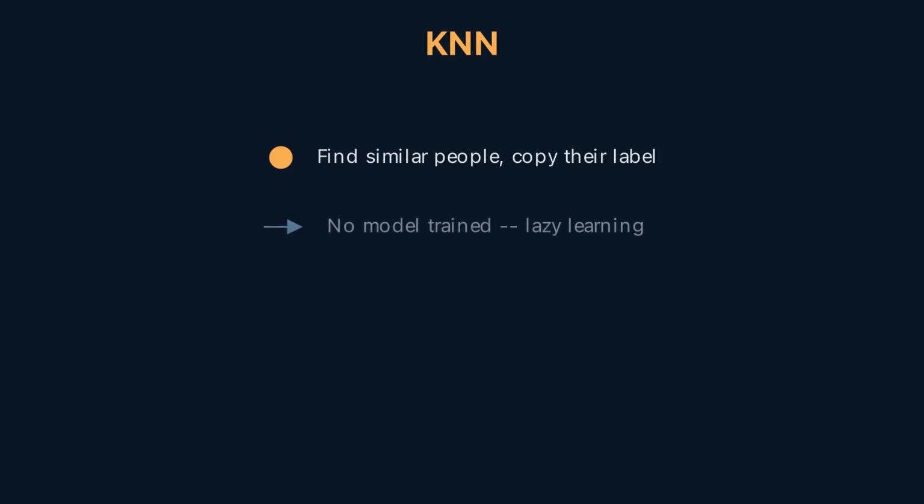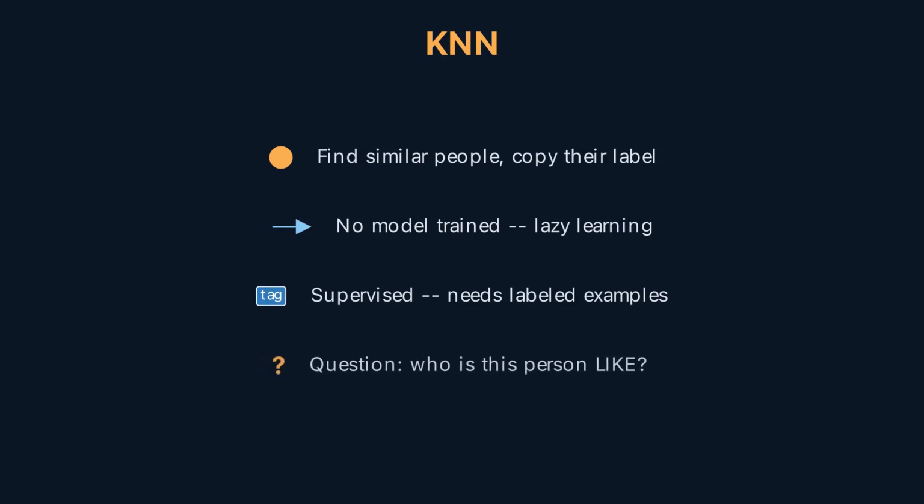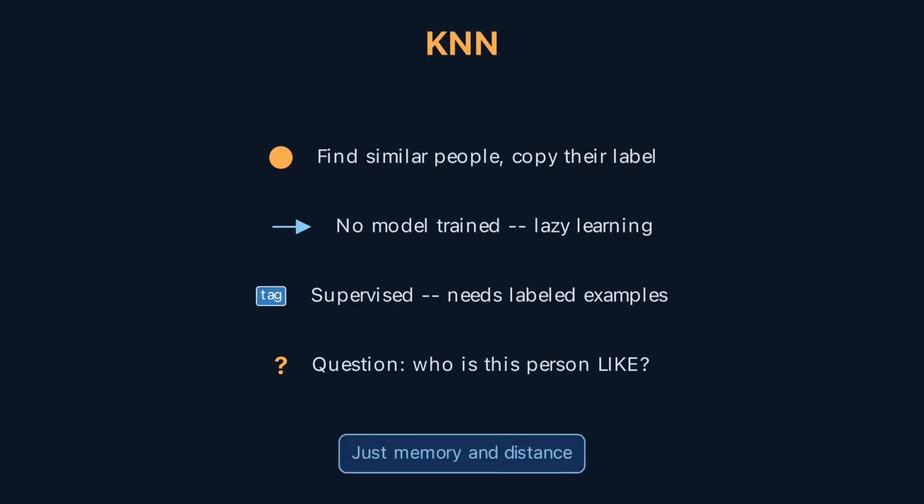KNN. Find similar people. Copy their label. No model is trained. KNN stores the entire training set and computes distances at prediction time. Lazy learning. It's supervised. It needs labeled examples to copy from. It asks one question. Who is this new data point most like? The answer comes from the neighbors' votes. Simple, intuitive, and surprisingly effective for cell type annotation, drug response prediction, and any task where labeled reference data exists.